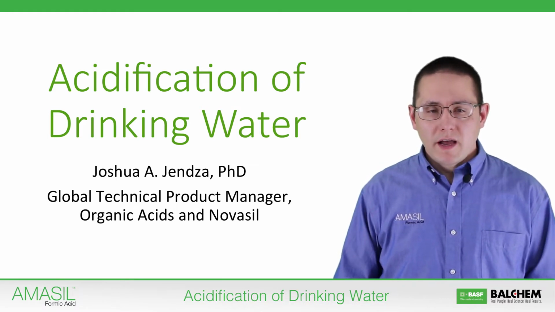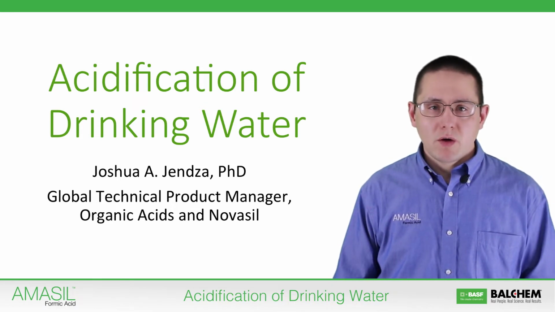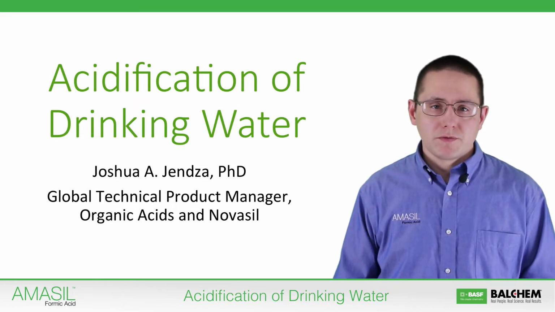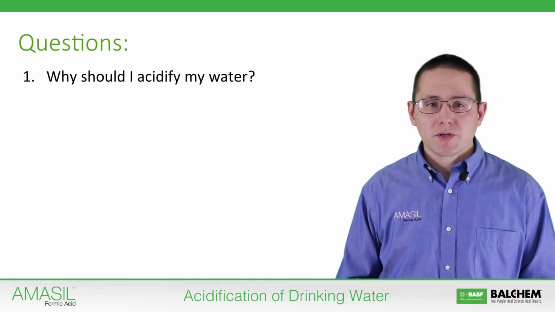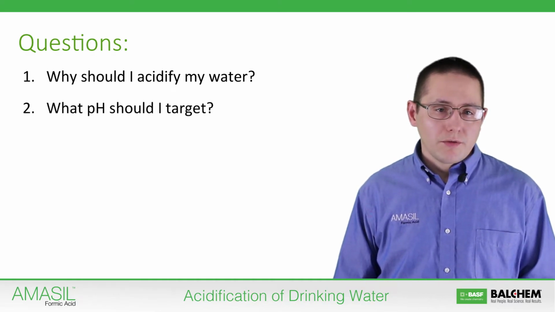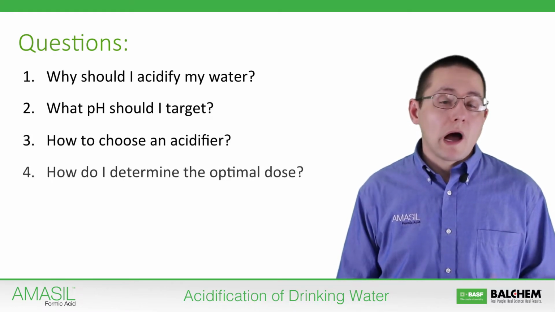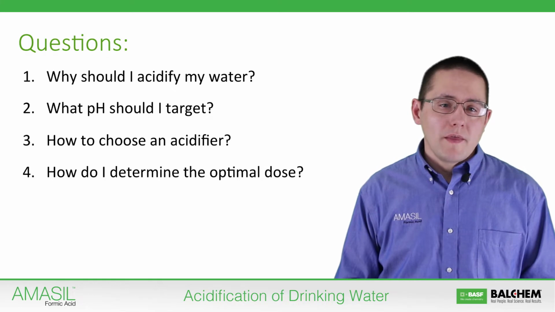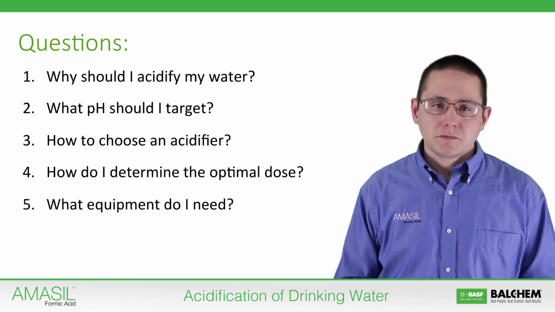So we're going to take a little bit of a different tack with this video. We're going to start with some key questions that we're going to try to answer over the course of the video around the use of formic acid for the acidification of drinking water. First, of course, is why should I acidify my water? That's a fairly straightforward question. And then we're going to talk about what pH should you target. Now after that, we'll talk about how do you choose an acidifier, how do you determine the optimal dose, and then what equipment would you need in order to go ahead with something like this.